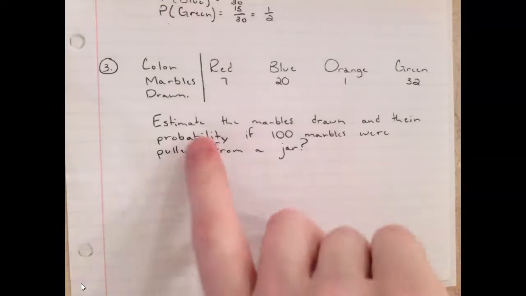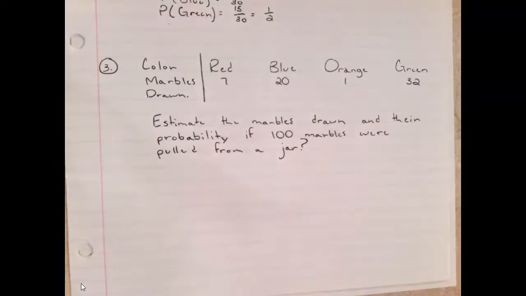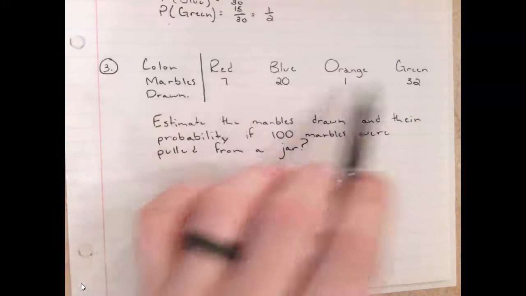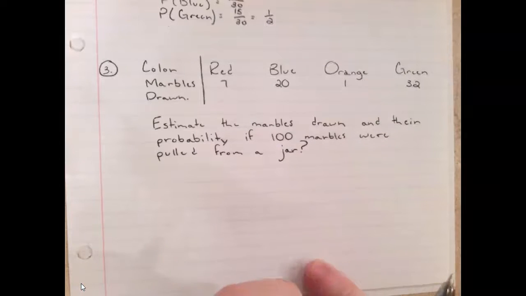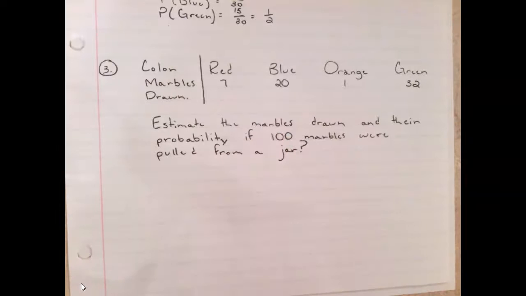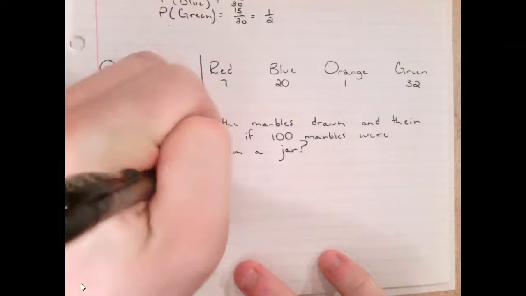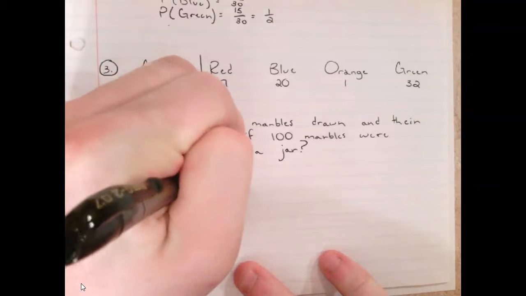My question wants me to estimate the number of marbles drawn and their probability if 100 marbles were pulled from a jar. Now, it wants to know if 100 marbles were pulled from the jar. If I take all of my numbers and add them together, you should come to find out that there were 60 marbles drawn from the chart.